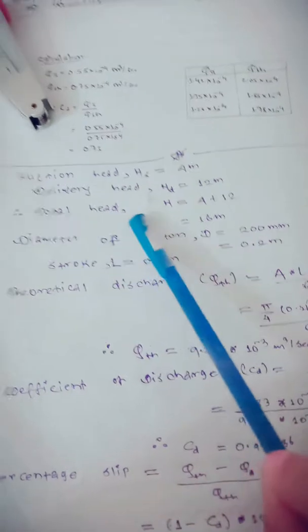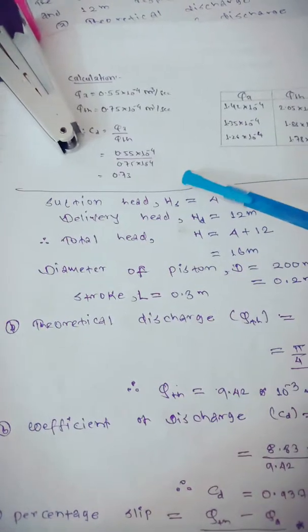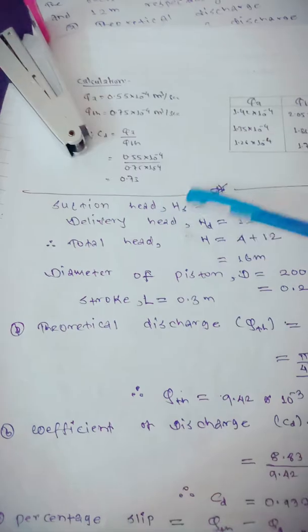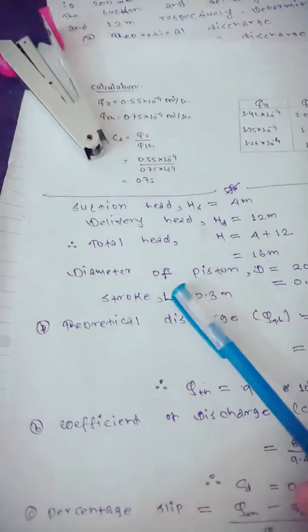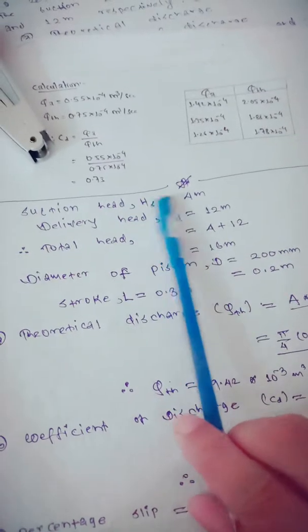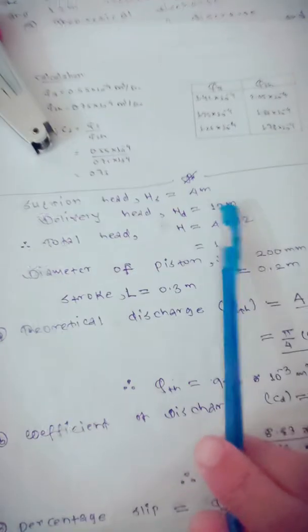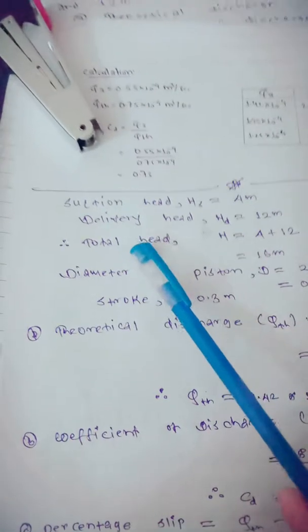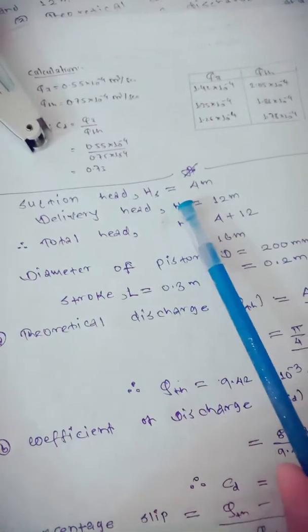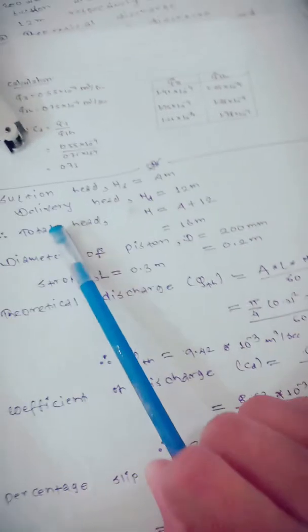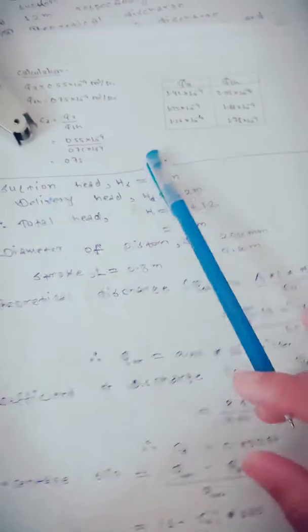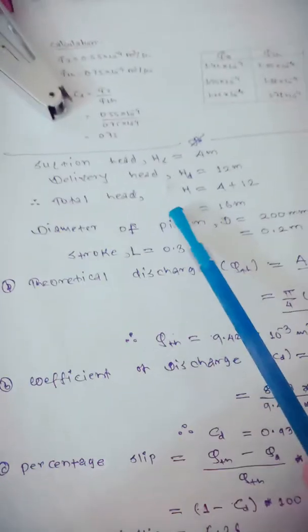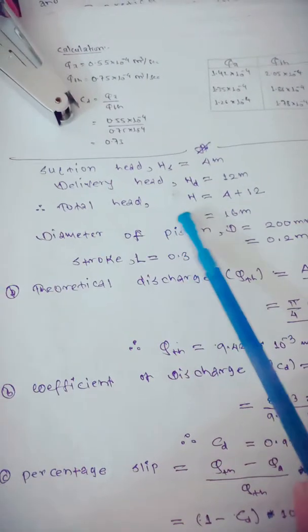Then the total head. To calculate the total head, we have to add the suction head value and the delivery head value. 4 meter plus 12 meter is equal to 16 meter. So the total head H is 16 meter. The total head value we also know now.